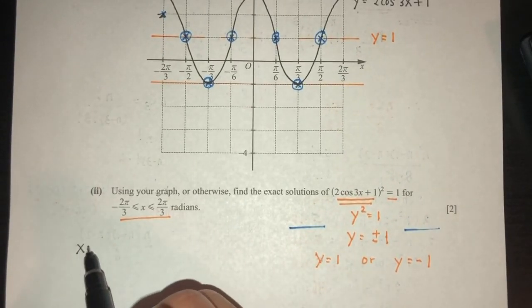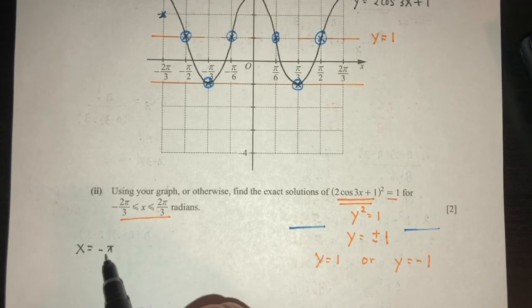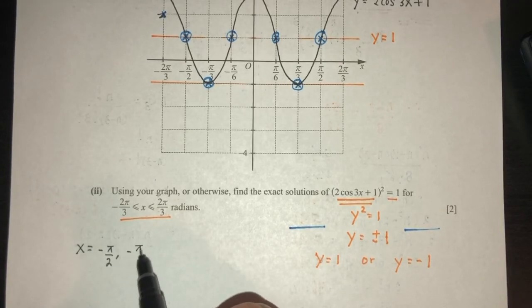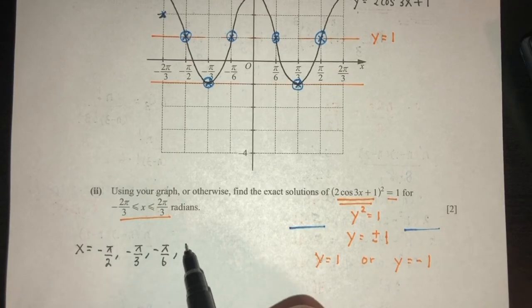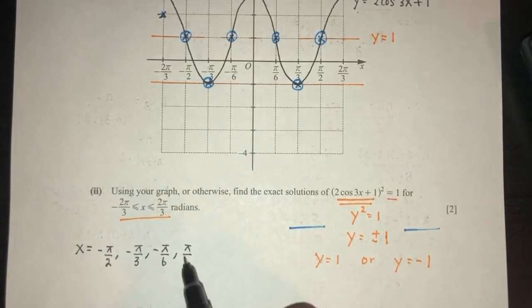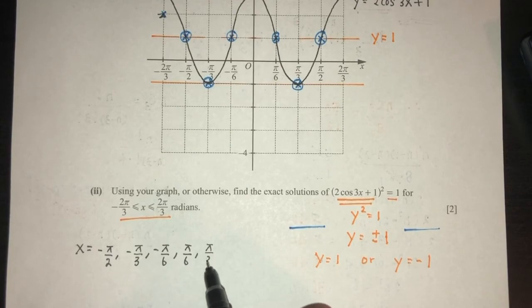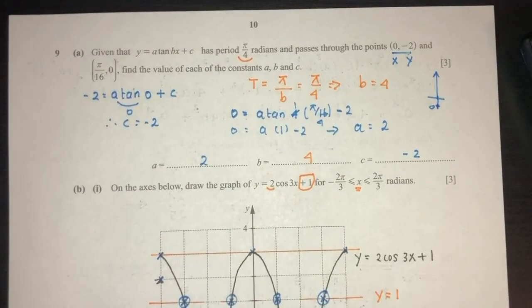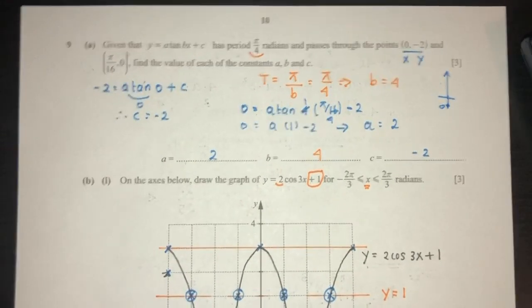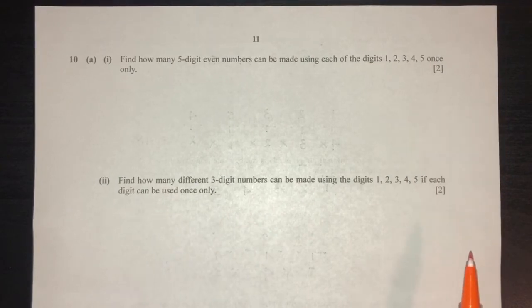X can be minus pi over 2, minus pi over 3, minus pi over 6, pi over 6, pi by 3, and pi by 2, according to the graph, by using your graph. Now this is your question number 9. Let's move on to question number 10.